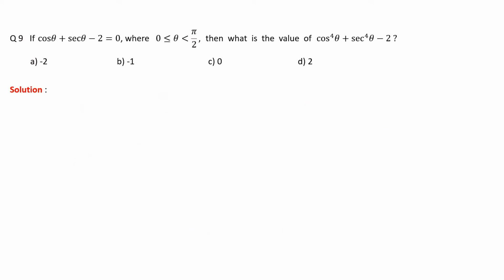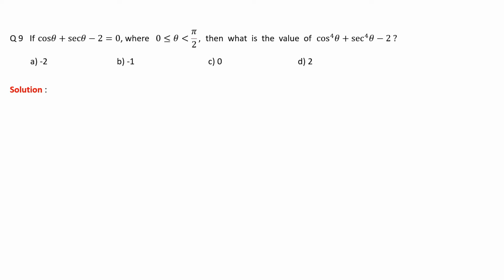Now students, this is the next question. It says if cos theta plus secant theta minus 2 is equal to 0, where theta lies in closed 0 to open pi by 2, then what is the value of cos theta power 4 plus secant theta power 4 minus 2? Now we can solve this question in two ways.